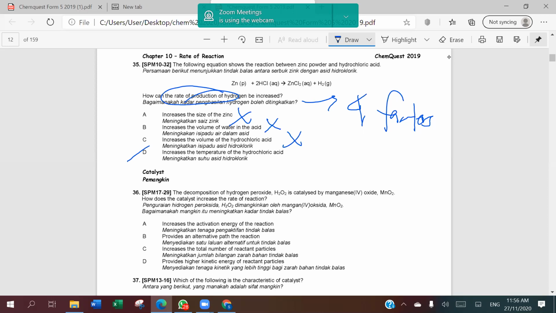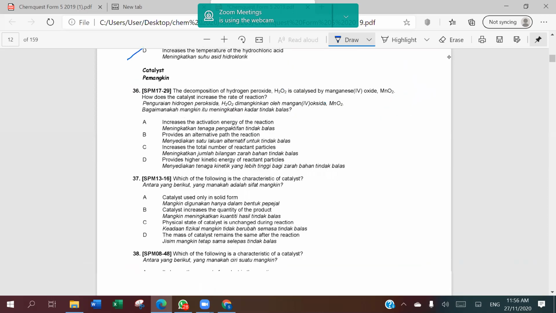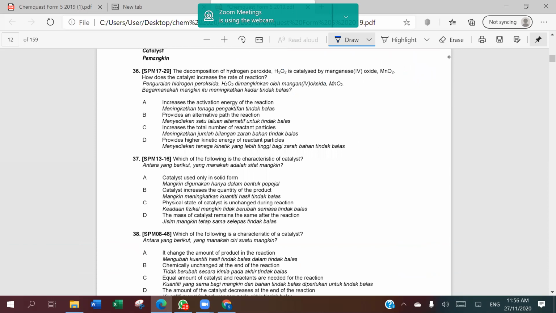Okay. Now let's go to question 36. The decomposition of hydrogen peroxide is catalyzed by manganese peroxide. How does a catalyst increase the rate of reaction? Who wants to help me with this? I'm not going to give the answer. You tell me.